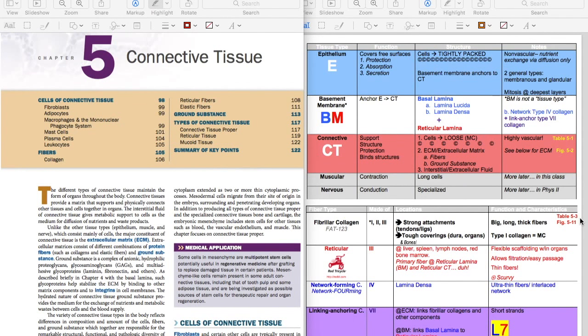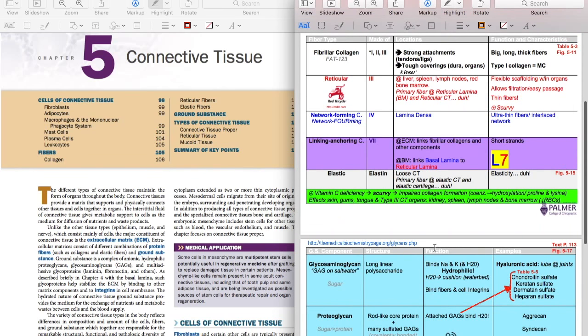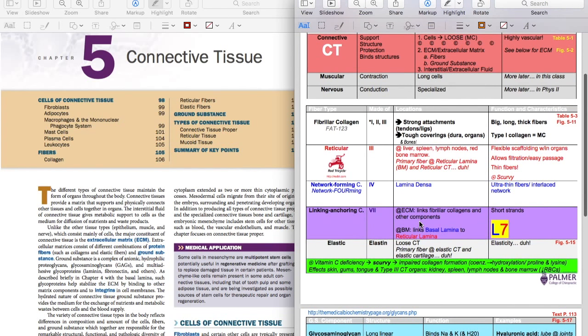Hi, everyone. Thanks for watching and welcome to Past Physiology Review of Topic 1. We'll be focusing on the extracellular matrix, notable in quantity in connective tissue. Okay, so we're really talking about connective tissue here.